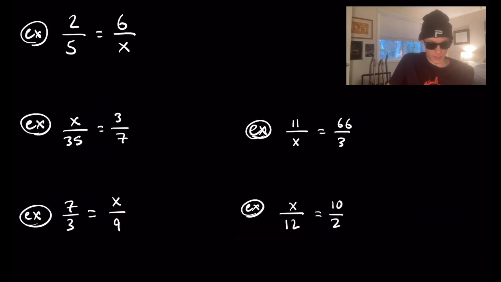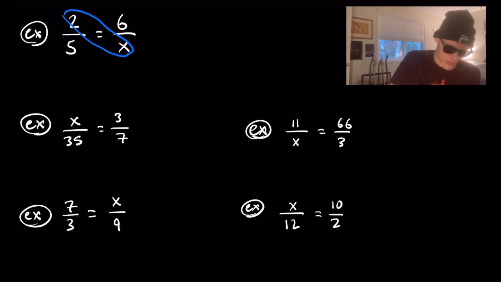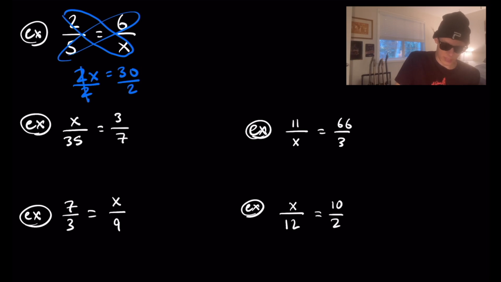All right, got some examples here. So 2 over 5 is equal to 6 over x. I will use cross products so we can practice it. 2 times x is going to be 2x. And then 5 times 6 is equal to 30. I'll divide both sides by 2 to get those to cancel, and we'll have x is equal to 15.